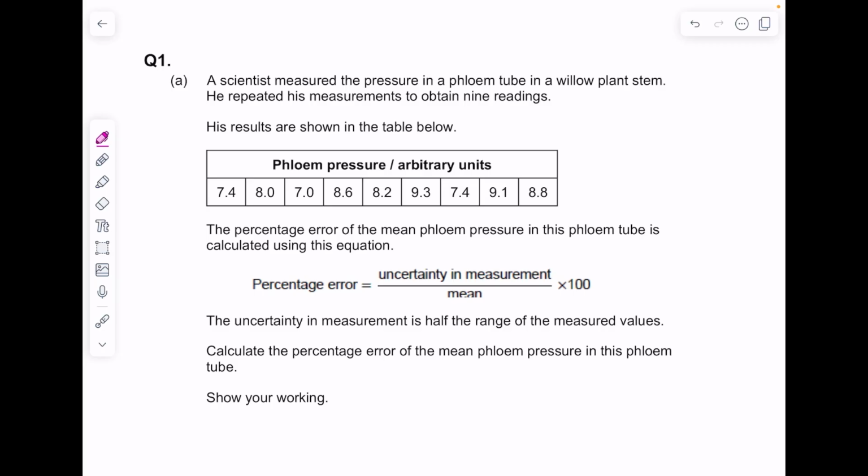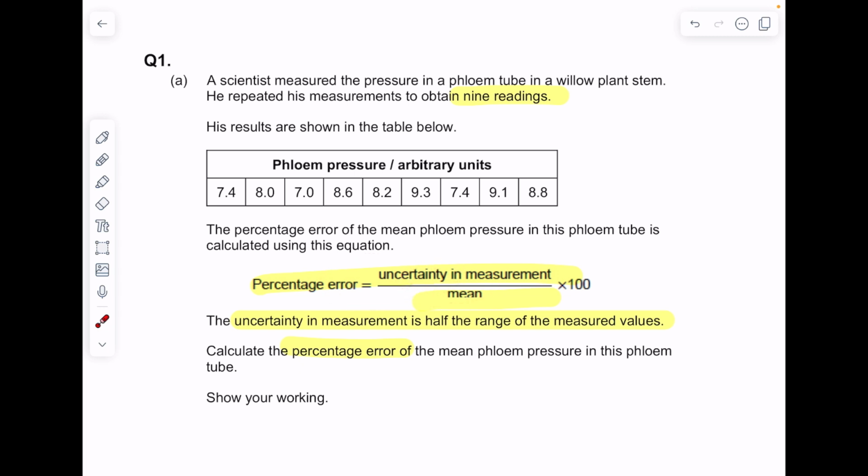A scientist measured the pressure in a phloem tube in a willow plant stem. He repeated his measurements to obtain 9 readings. His results are shown in the table below. The percentage error of the mean phloem pressure in this phloem tube is calculated using this equation. Percentage error equals uncertainty in measurement divided by mean times by 100. The uncertainty in measurement is half the range of the measured values. Calculate the percentage error of the mean phloem pressure in this phloem tube. Show your working. So they've provided us with the equation.